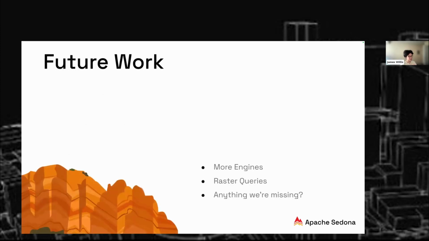For future work, you can always run more engines. We're targeting raster queries at some point in the future. We're also thinking about using geometry types to run the same exact queries on the same data, but using geography rather than, am I saying it wrong? Geography instead of geometry. And is there anything else that we're missing with these benchmarks? That's something I'd love to hear from the audience or you guys in Discord or whatever. All right. Thanks, guys.